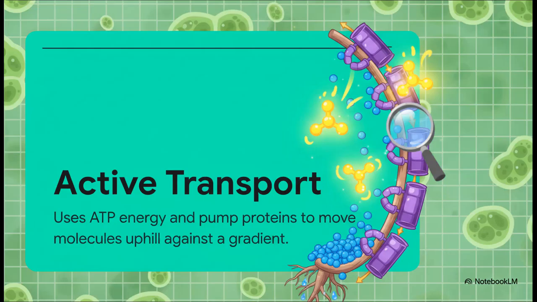But what happens when the plant needs to push molecules the wrong way, from a low concentration up into a highly concentrated area? It can't just rely on natural passive diffusion anymore, it has to force it. This is active transport. The cell literally uses ATP energy to power specialized pump proteins to carry substances uphill. And just like enzymes, these pumps are super specific and they max out once all the transporters are fully saturated.